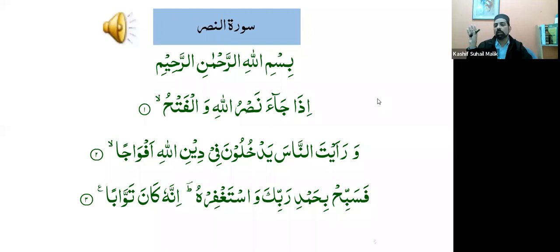MashaAllah. They are all writing, it's fail mudari and it's plural. This is plural. So, yadkhuluna fi. What does fi mean? In, mashallah. We all know it. Excellent. Very quick.